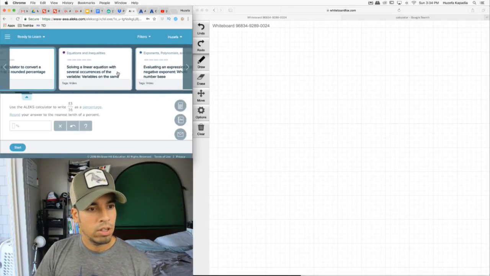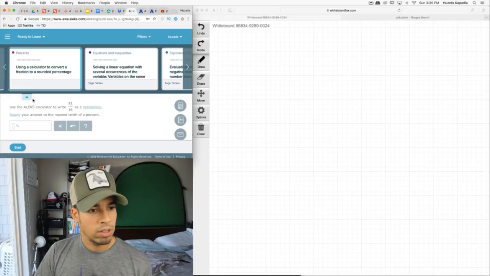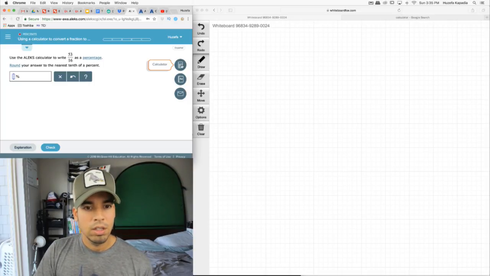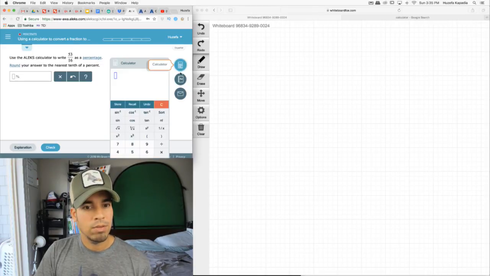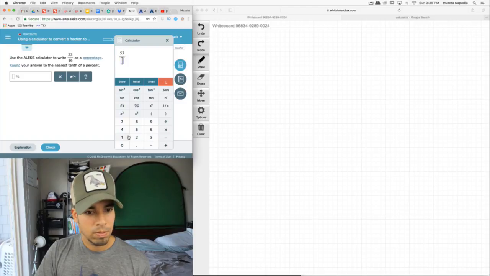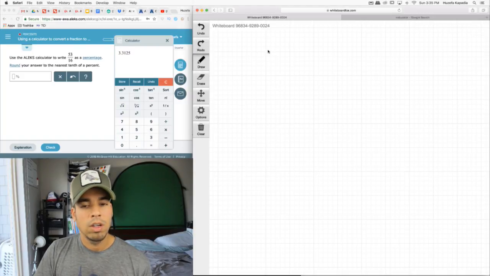Using a calculator to convert a fraction to a rounded percentage. Okay, let's convert this to a percentage. The way that I'm going to do it is we first turn this into a decimal by carrying out the division, meaning I'm going to divide 53 by 16, numerator by the denominator.